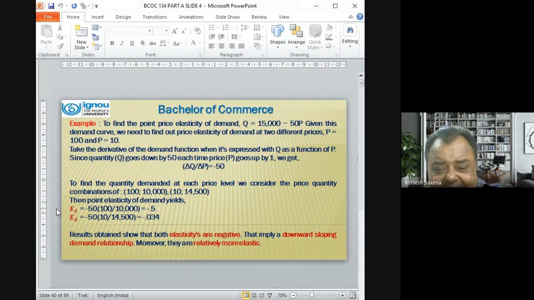Or we can say that in both cases, elasticity is negative in nature, which implies that a downward sloping demand relationship is there. Moreover, they are relatively more elastic.